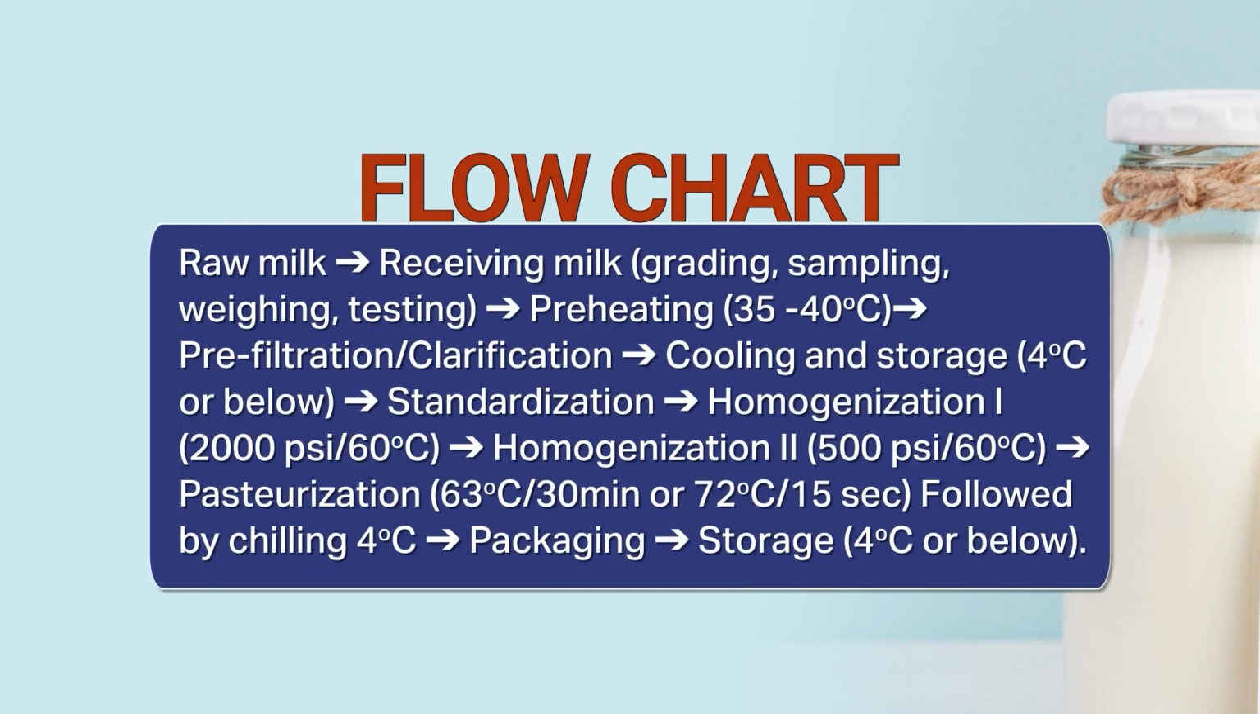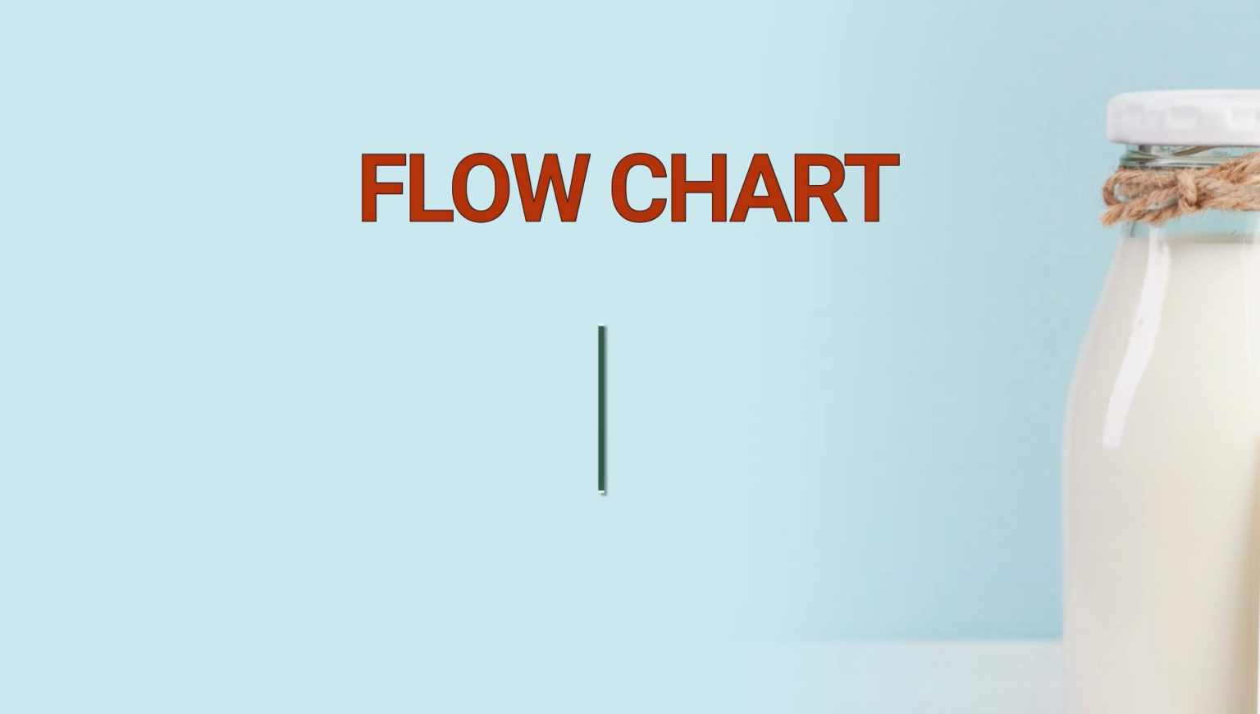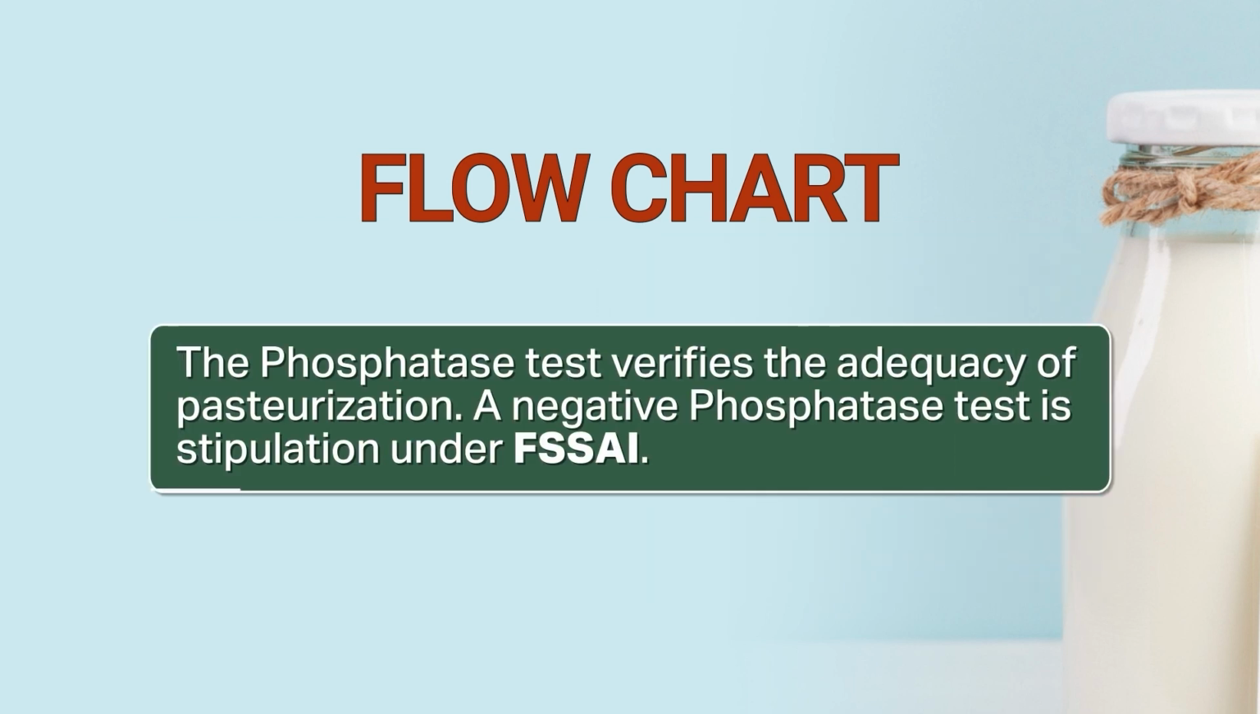You can see raw milk: you receive the milk, preheat, then pre-filter it, then chill it, standardize it, homogenize it, homogenize 1, homogenize 2. Two stages are there, 2000 and 500 second stage. Then pasteurization, either 63 degrees centigrade or 72 degrees centigrade, followed by chilling. And the test for the pasteurized milk is the phosphatase test. It should be negative, and it is stipulated by the FSSAI also.